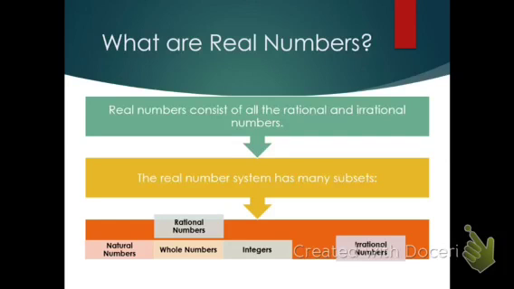What are real numbers? Real numbers consist of all the rational and irrational numbers. The real number system has many subsets. For example, rational numbers, which has 3 subsets: natural numbers, whole numbers, and integers. And if you notice to the right, you see irrational numbers all alone. That's because it's in its own subset.